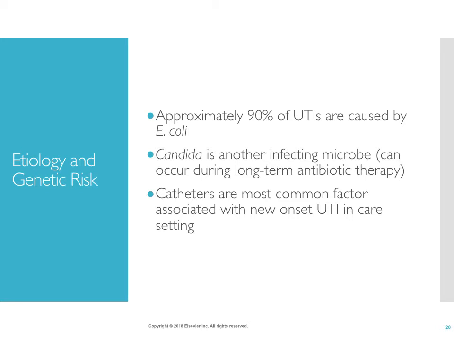As far as the etiology and the genetic risk, about 90% of urinary tract infections are caused by E. coli. So if you think about how close the rectum is to the urethra, it explains how that could happen. Candida is another infecting microbe, and it can occur especially when somebody's been on long-term antibiotic therapy. Catheters are the most common factor associated with the onset of UTIs in the care setting.